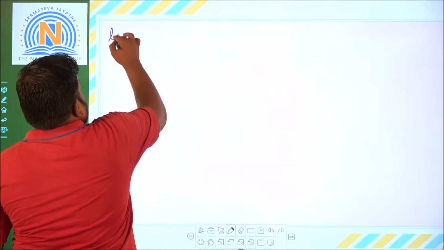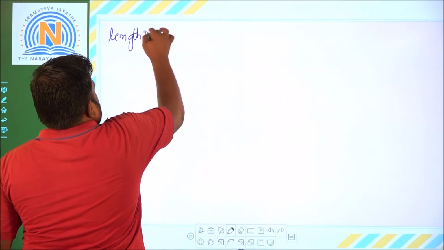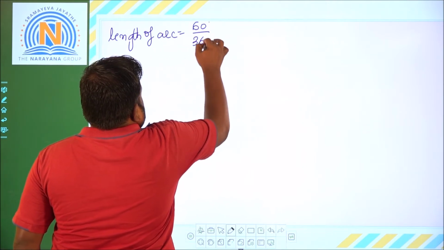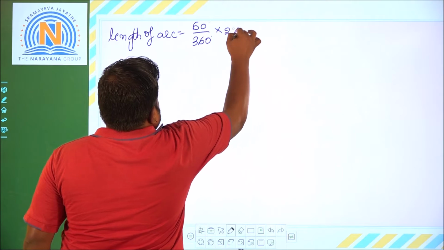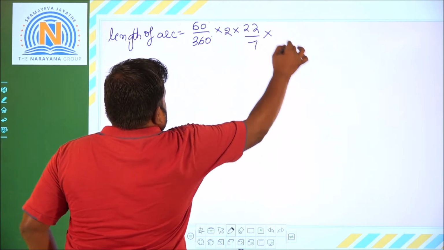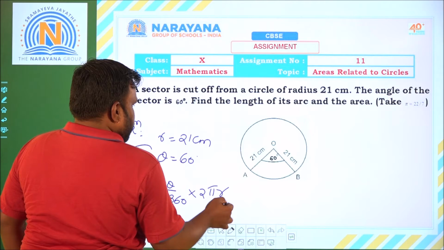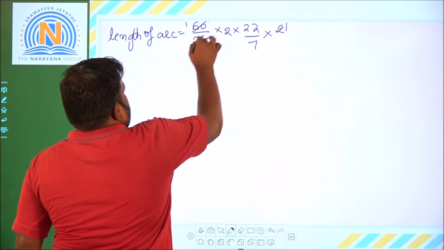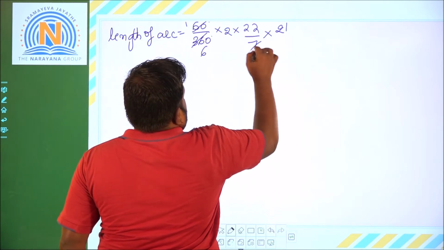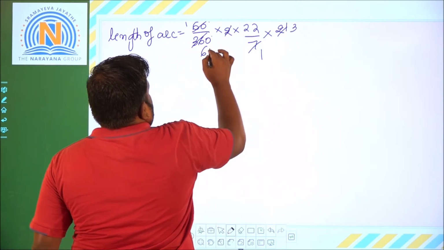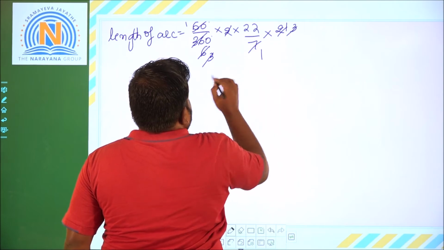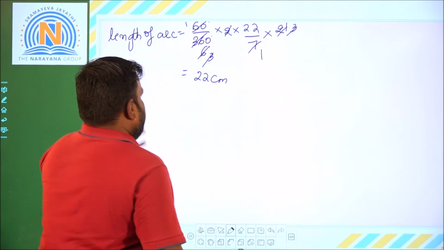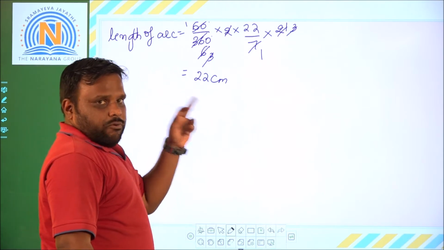So length of the arc is equal to theta is 60 by 360 into 2 into 22 by 7 into the r value. R value is 21 into 21. So this is once, this is 6 times, and 7 once, 7 3 times, and this 2 1 time and 2 3 times. This 3 and this 3 get cancelled. Finally, I am left with 22 centimeters. This is a formula based question. So length of the arc we got as 22 centimeters.